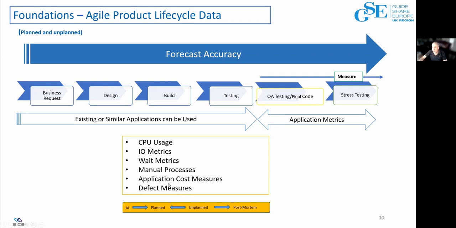The other piece here is that whenever there's a change, defect measures are important. Whenever a change happens in an agile product cycle, you should understand the incident tickets that come out of the change, and if you see a repeating defect, this should be part of your forecast too.